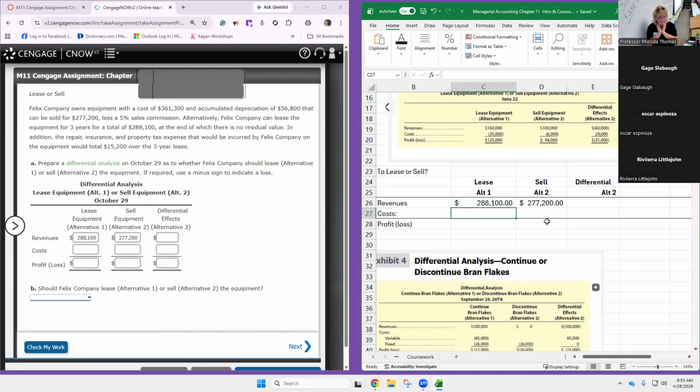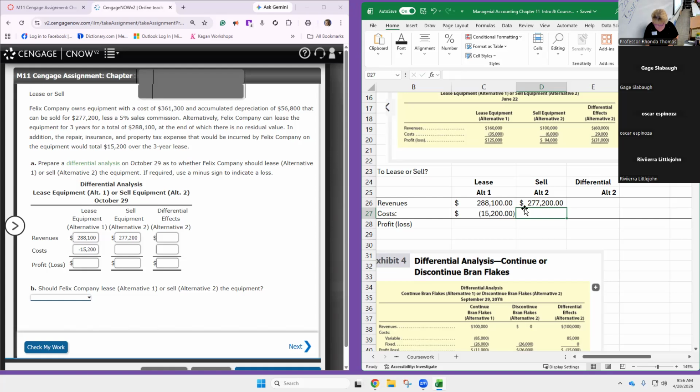Okay, so the costs. It says the lease is going to have a cost of repairs and property tax and so forth of 15,200. So we're going to put that in as a negative, 15,200. And now we can calculate a profit or a loss, right? So let me put my cost here, 15,200. And now let's see about the cost for selling. The cost for selling.